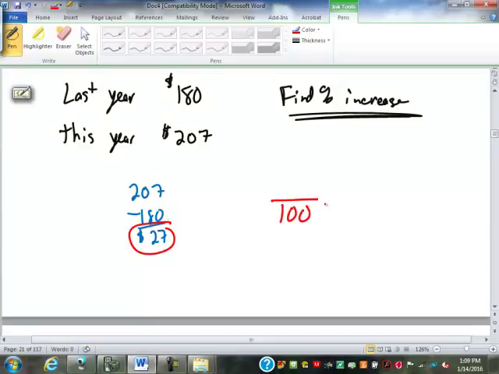So we're looking for what percent is that increase? The $27 out of 180. So now we'll cross multiply and divide, which comes up to be 15 out of 100, or 15%.